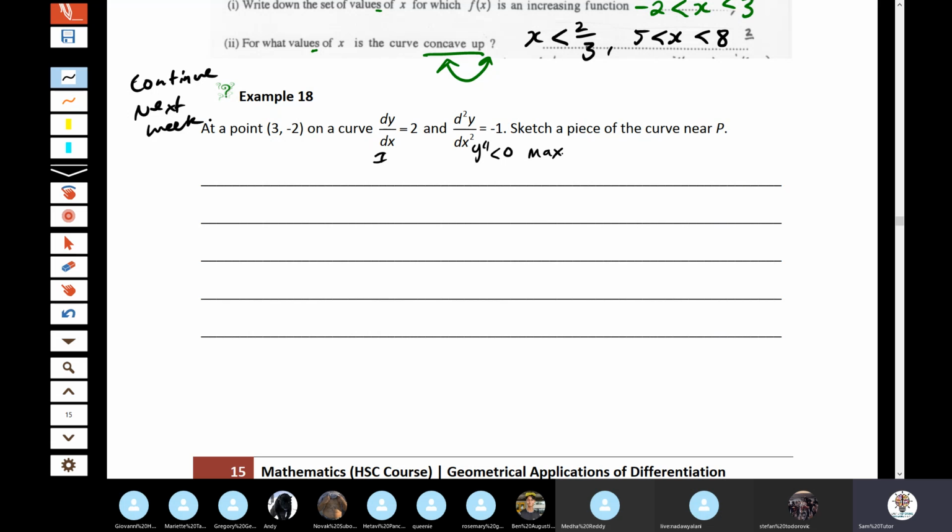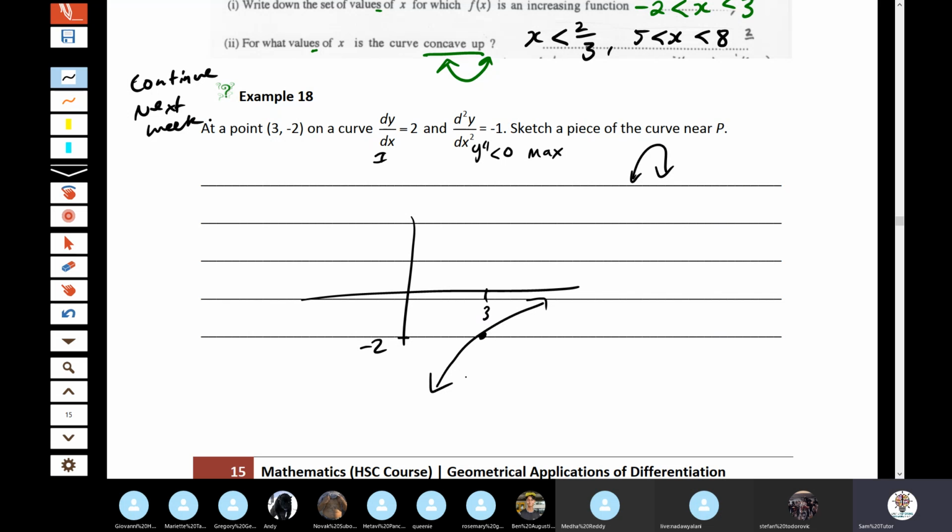Sketch a piece of the curve near P. It's really easy now, right? We want something that looks like a maximum and it's going to be increasing. Something that looks like a maximum, these are maximums, and it's increasing. Let's see if you guys agree with my answer. This is 3, this is -2, there it is. It's going to be increasing and it's going to look like a maximum.